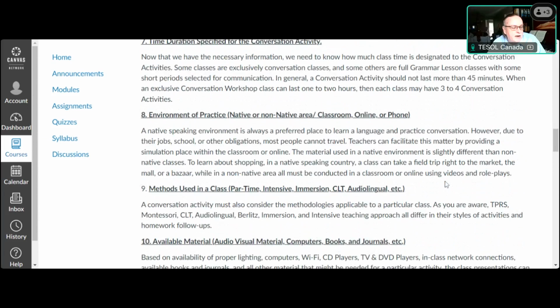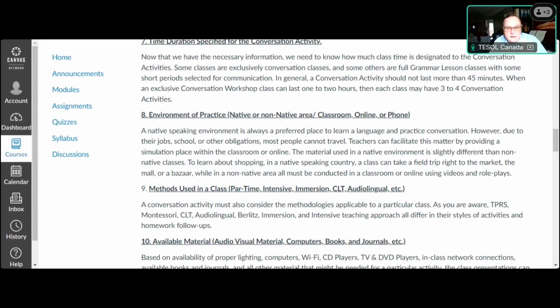And the environment of practice, is it native or non-native? Is it in a classroom, online, or on the phone? If you're doing a native English class and you're in Canada, for instance, and you are teaching an English class to students who do not have English as their first language, because you're in Canada and therefore you're in a native environment, you're teaching English as their second language to them.